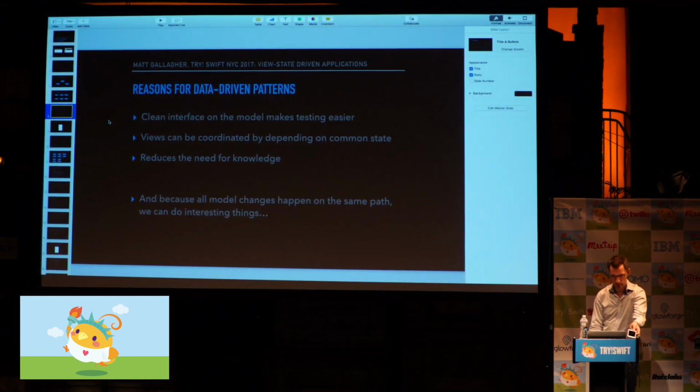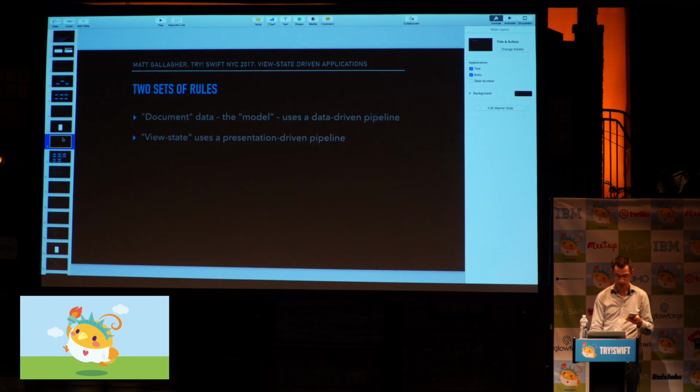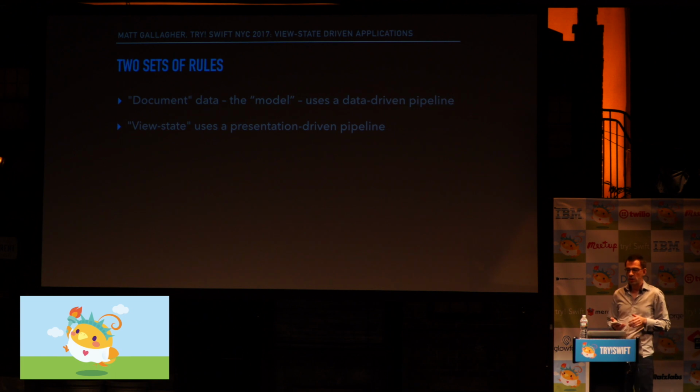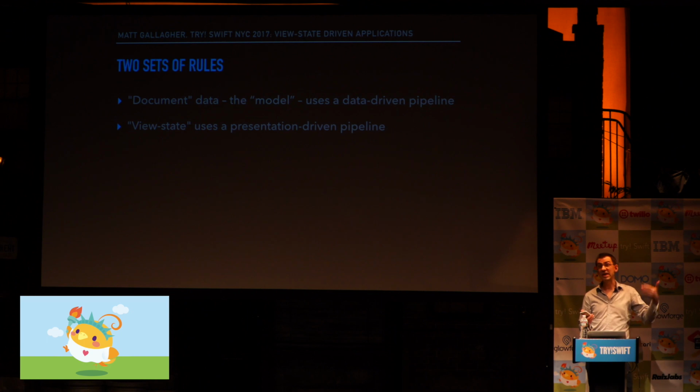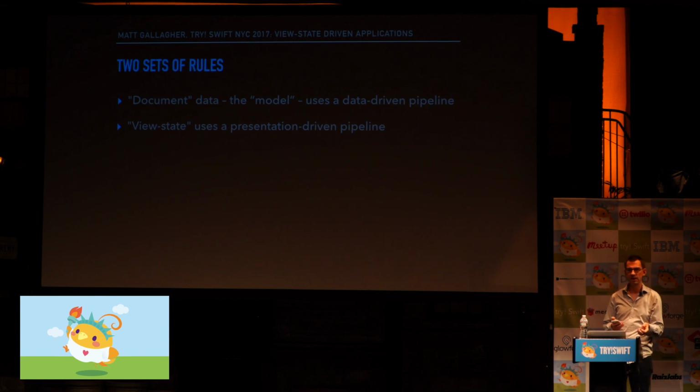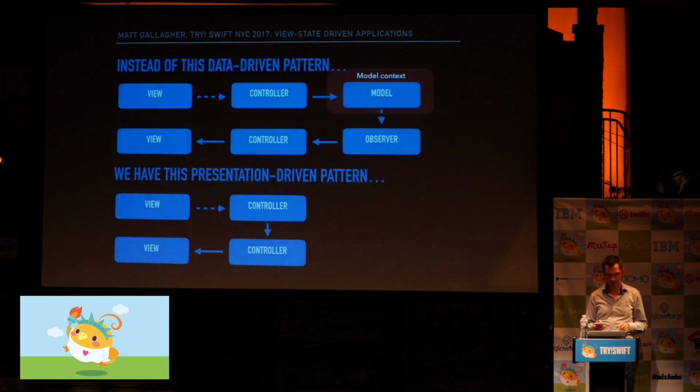So go back into here. So we have two separate sets of rules. We have document data that goes along this data-driven pipeline, and we have this view state. Now, the view state actually goes along what's called a presentation pipeline. The idea that instead of changing data and then responding to changes in that data, instead we bring up a presentation, like a view controller, we perform a segue, and then we try and set the data after the fact.